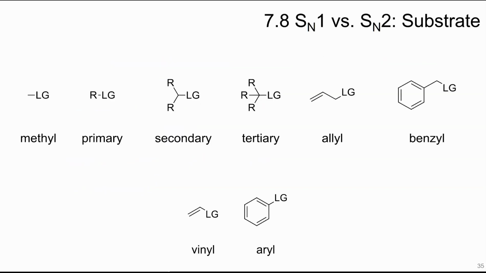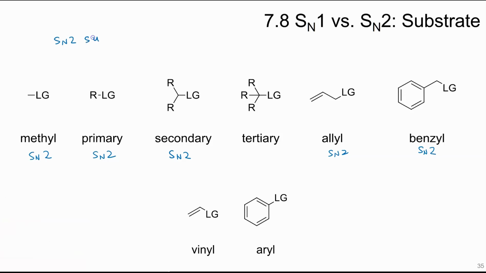First, the substrate. You have methyl, primary, secondary, tertiary, allyl, benzyl. So a methyl reaction with a leaving group, this will go SN2. Primaries can go SN2. Secondaries can go SN2 slowly. An allyl can go SN2 because there's not very much sterics at this carbon here. And a benzyl can also go SN2.